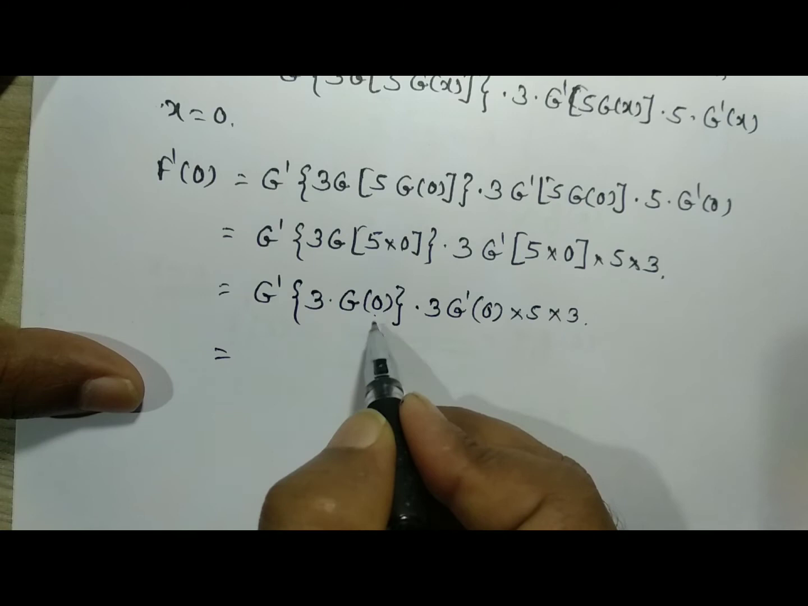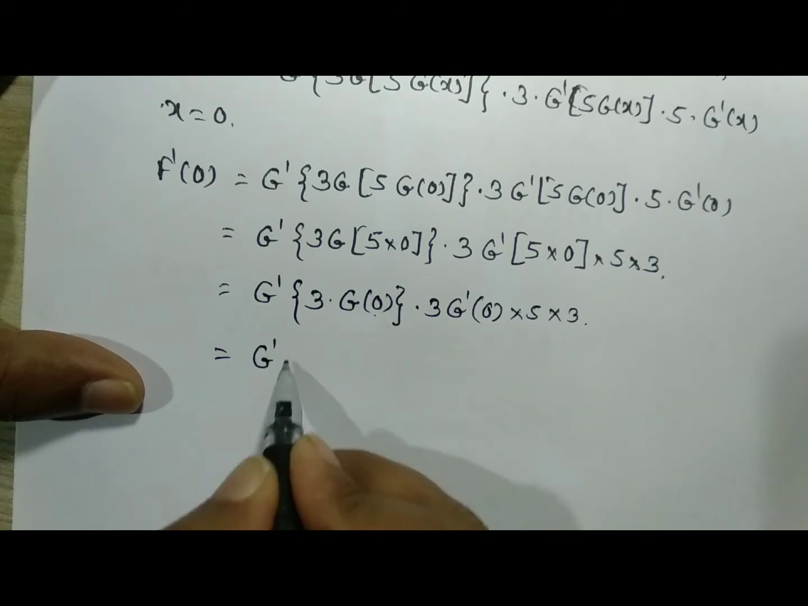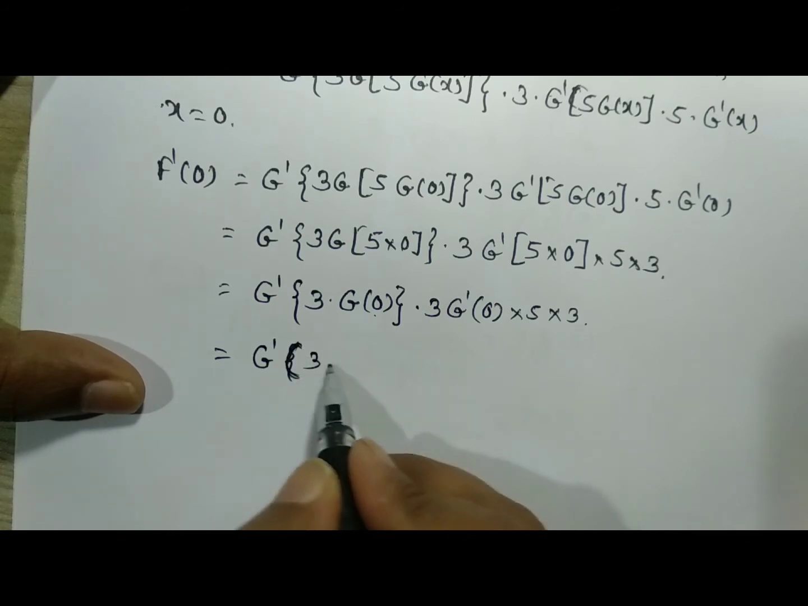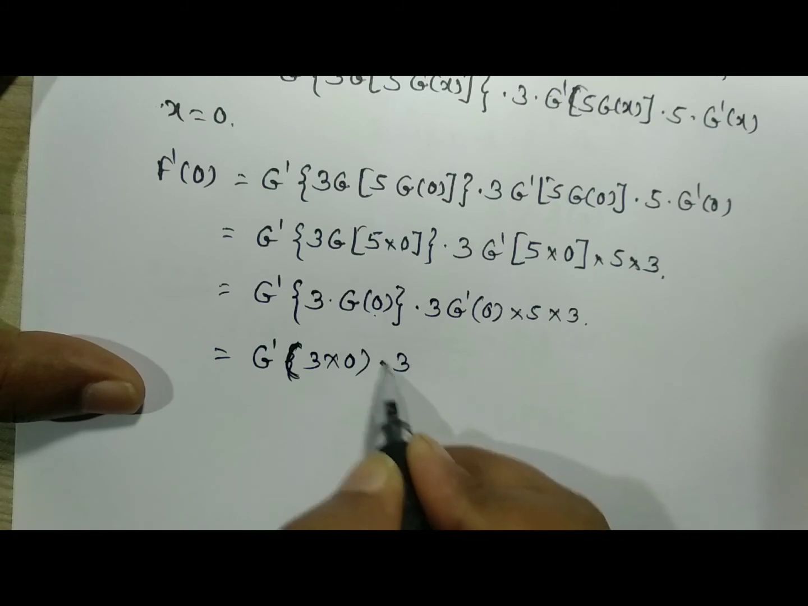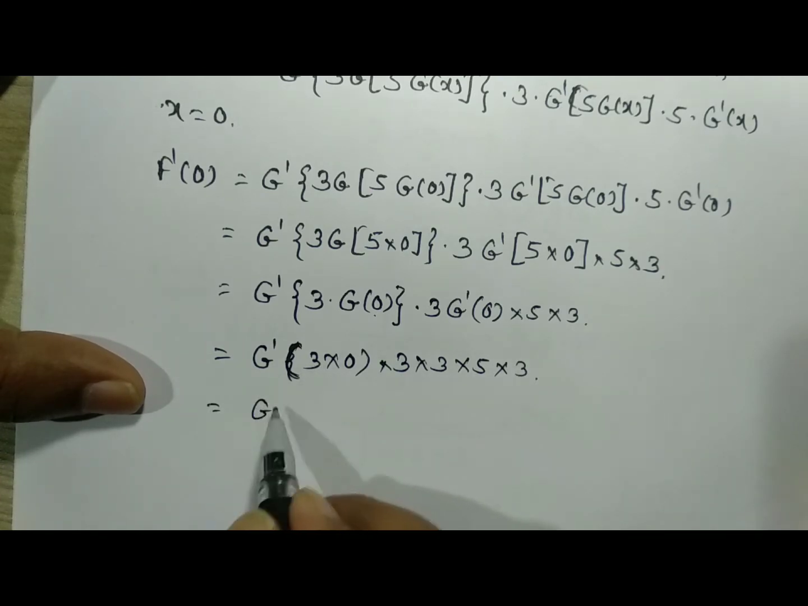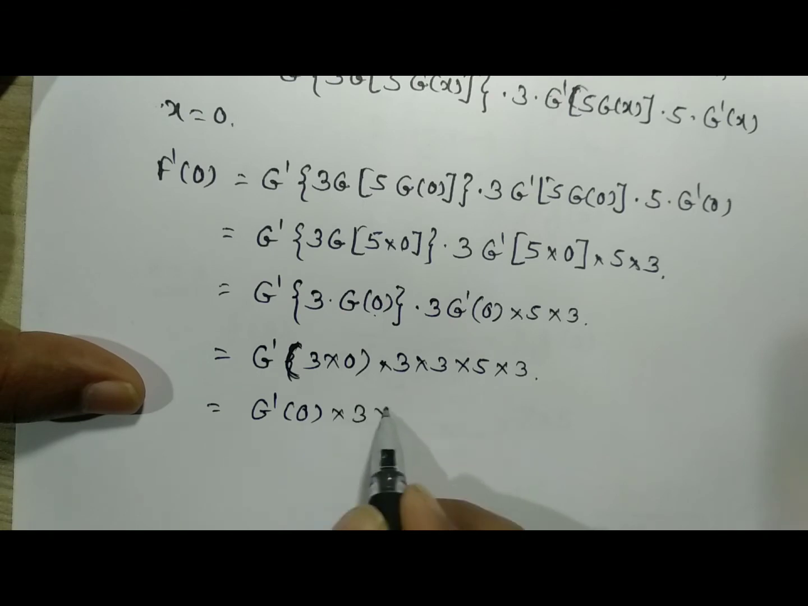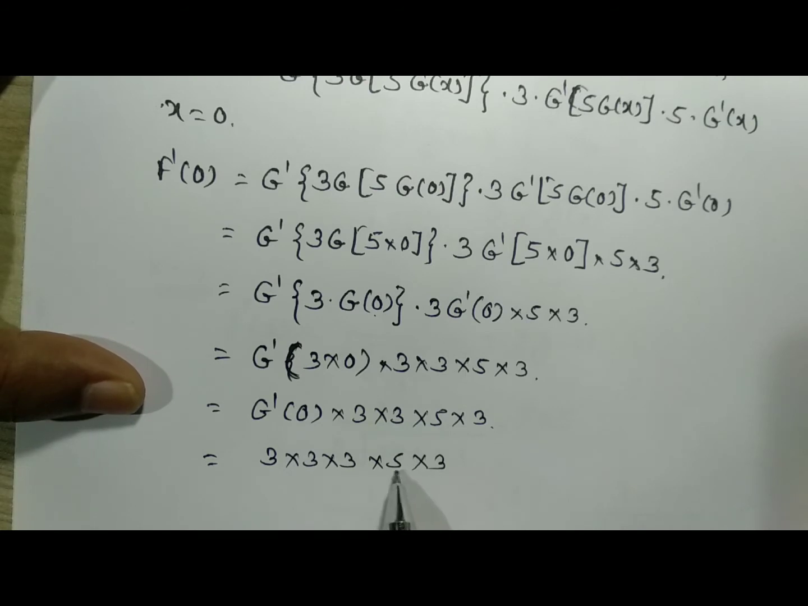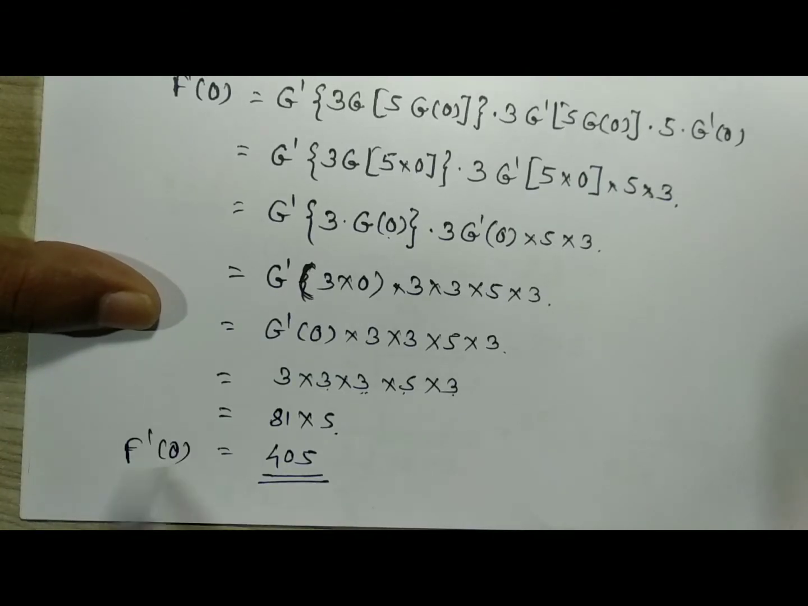Right now g(0) is equal to 0, and therefore you get g'(3·0) times 3 times g'(0), which is again 3 times 5 times 3. Here g'(0) is again 3, so it is 3 times 3 times 3 times 5 times 3. So 5 times 3 is 15, times 3 times 3 times 3, that means you get 81 times 5, and 8 times 5 is 40, and therefore the answer is f'(0) = 405.